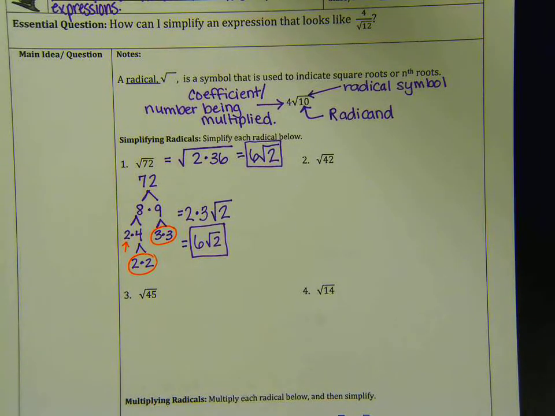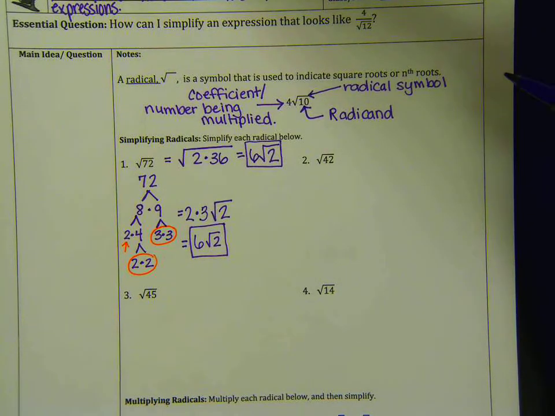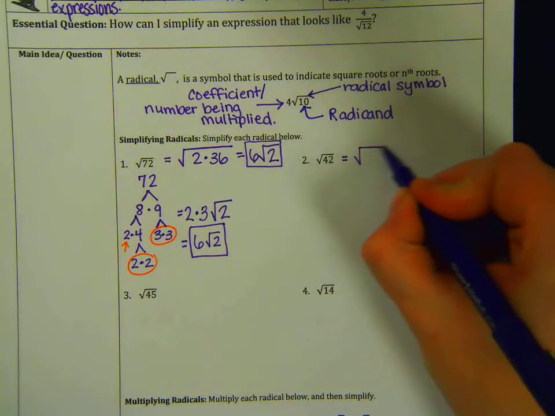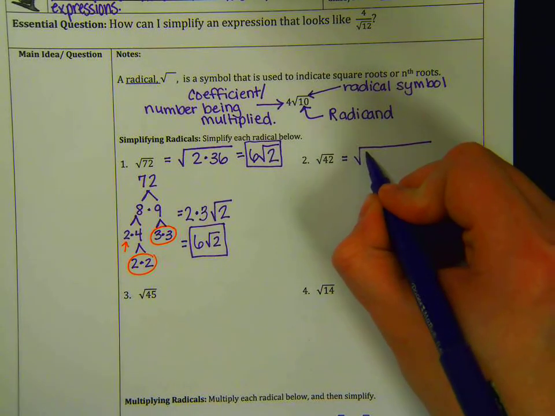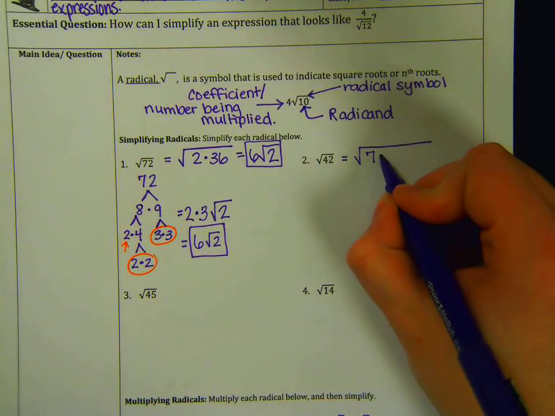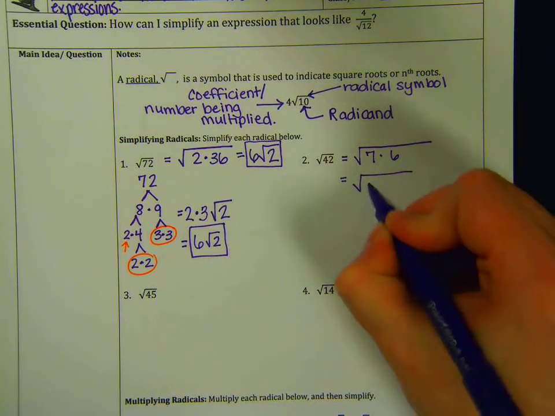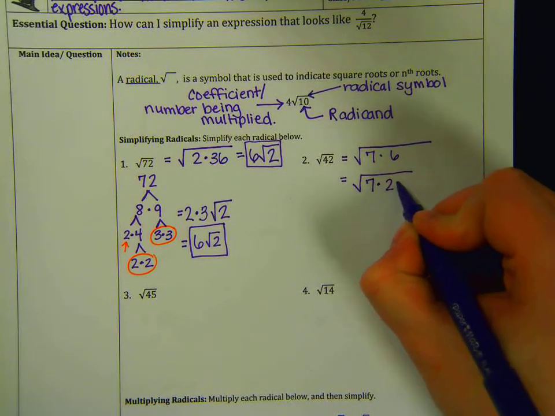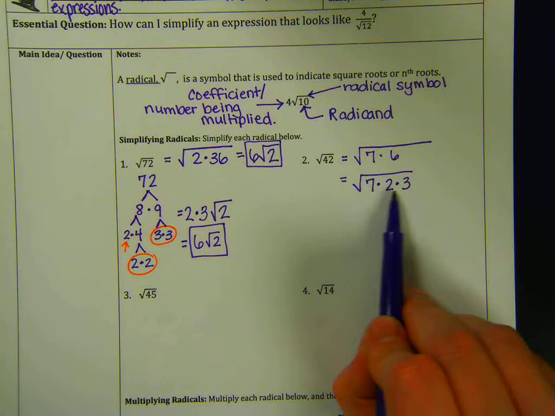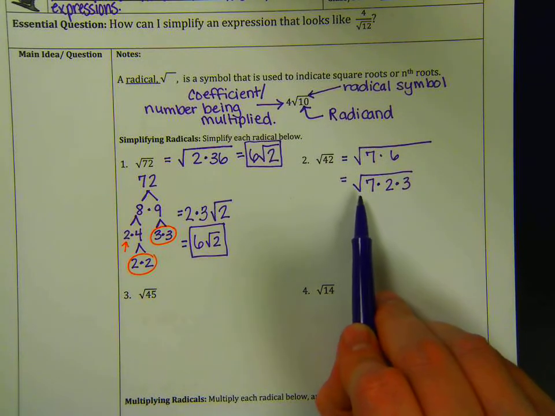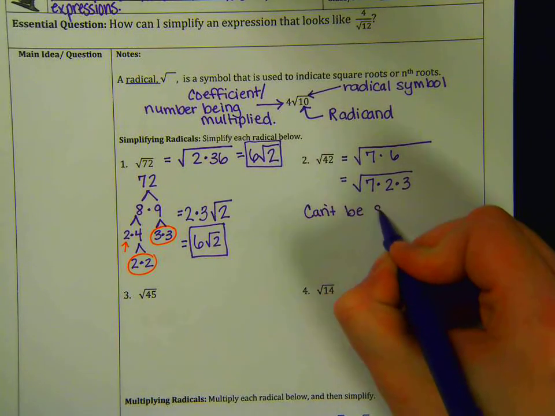Whatever's easiest for you. Now sometimes, like in number 2, that cannot be simplified, because if I rewrite this in my factor, so let's write this out. I'm going to write 42, and let's get this out. So 7 times 6 gives me 42. Well, 6 can be broken down a little bit easier into 7 times 2 times 3. I don't see any pairs here. There's nothing that's going to be joined in with another one, and that means I'm not going to be able to simplify this. So this one cannot be simplified.